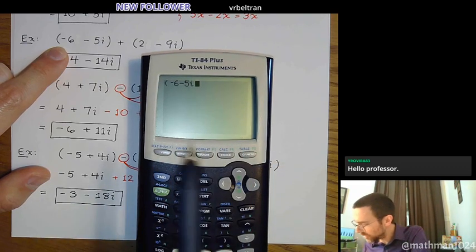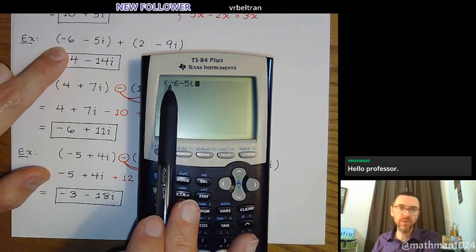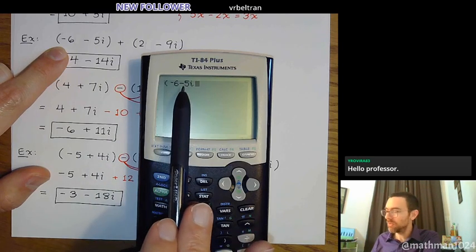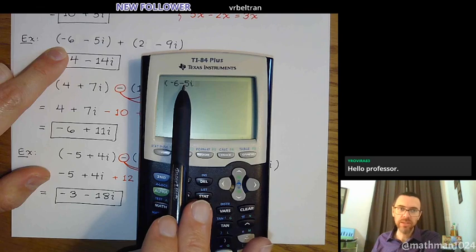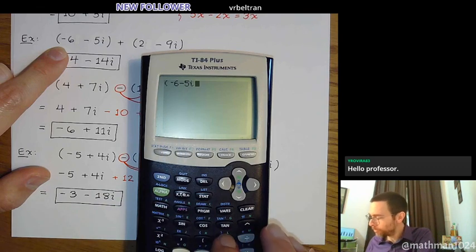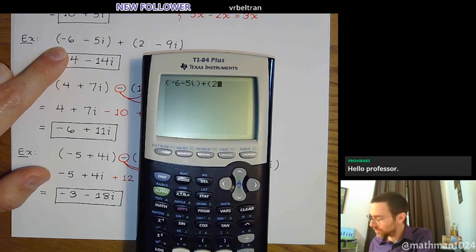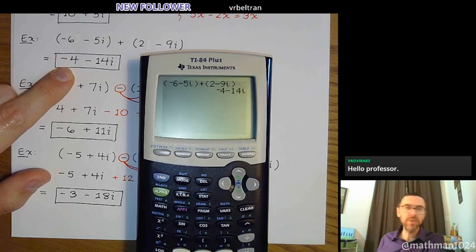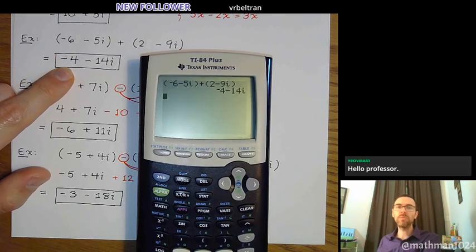Again, please make sure you note the difference between a negative when you're trying to write that as a lead-off negative versus the subtraction sign. And then we have plus, parentheses, 2 minus 9i. When you hit enter, we see that we get the answer that we already have here, negative 4 minus 14i.